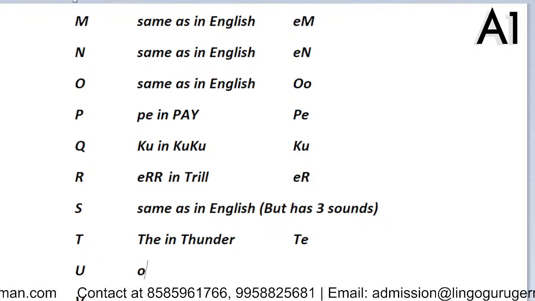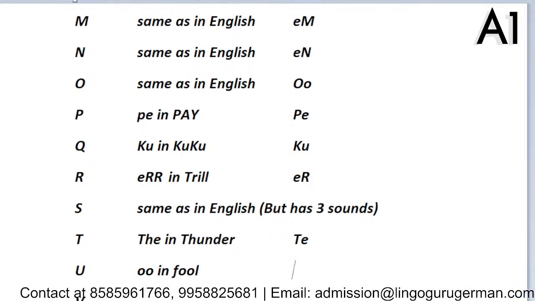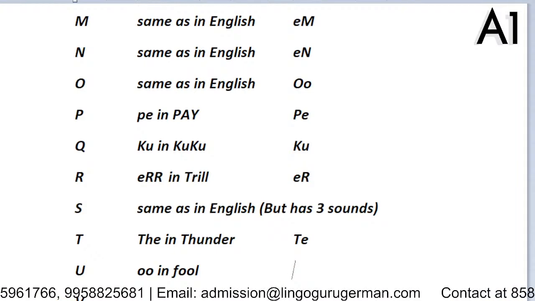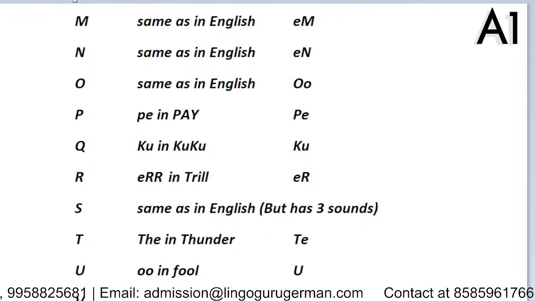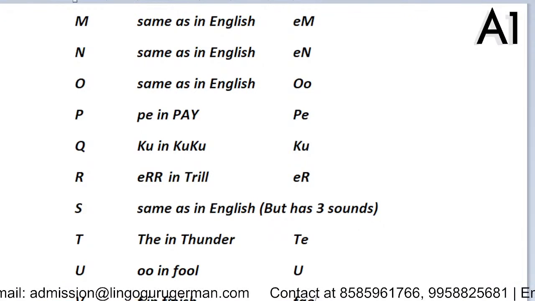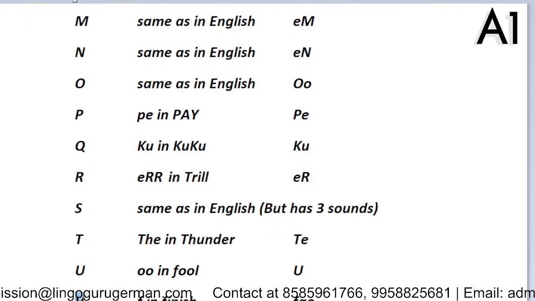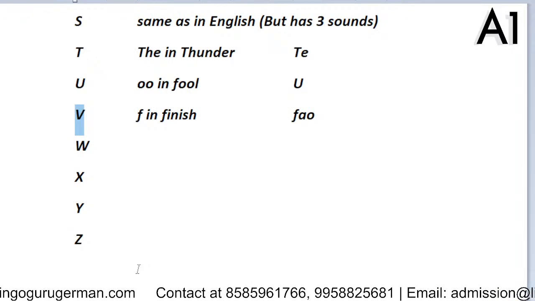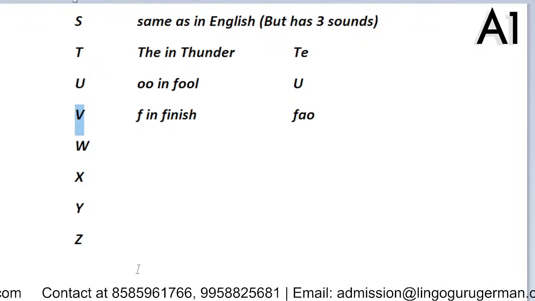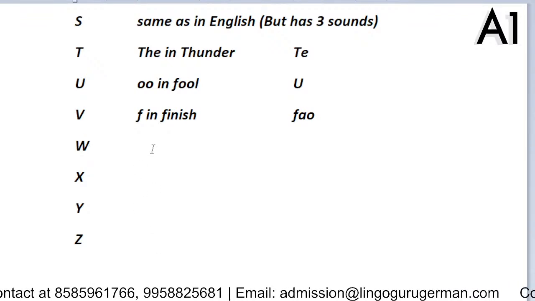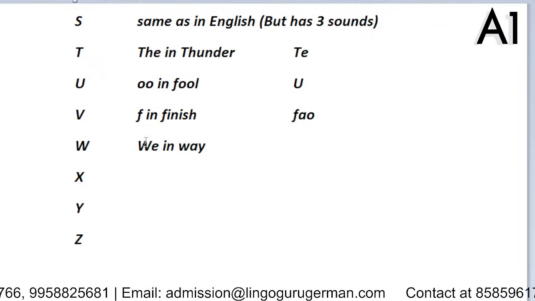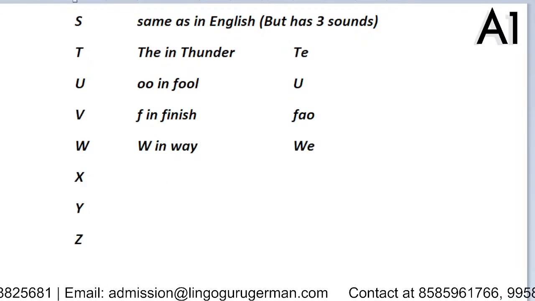Now we have this oo, oo in fool. The sound which we have of oo in fool, this is what we have here. This one is F as in Finnish, that F sound, and we pronounce this one as fau. In all German words, we will pronounce this V as F, except loan words. Loan words are the words which we borrow from other languages. Fau. Then this we have way, the sound of W in way.